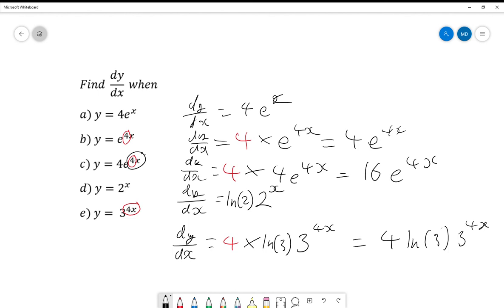Thank you very much for watching, and next time we'll be proving these rules. We'll be proving that our function e to the x differentiates to e to the x, and we'll be proving that sine and cosine differentiate to cosine and negative sine respectively.